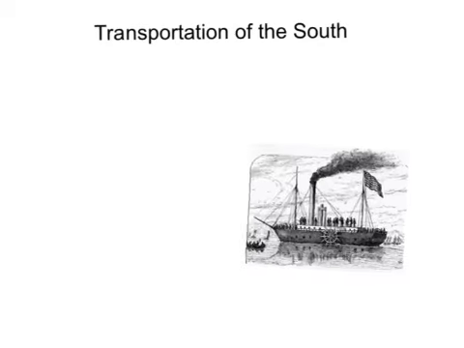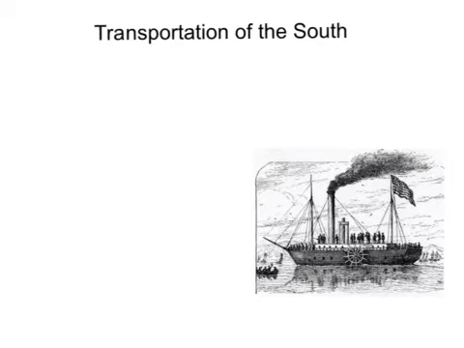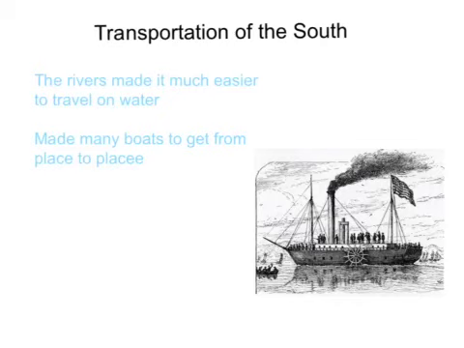Transportation of the South. The rivers they had in the South made it much easier to travel on water, and so they made many more boats. Boats were their regular means of travel.